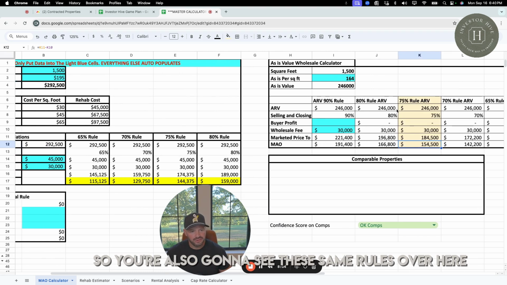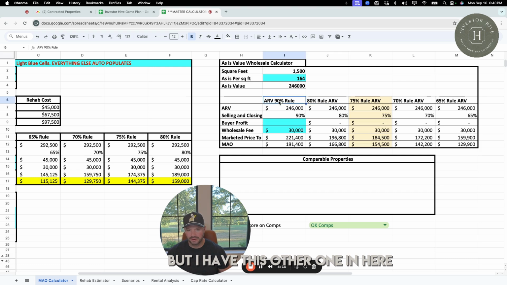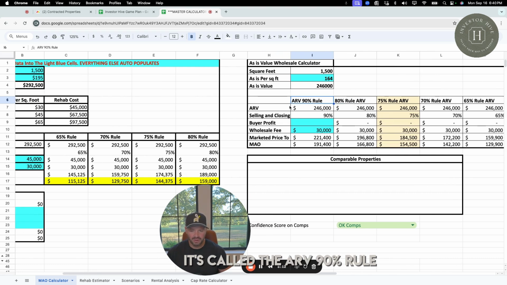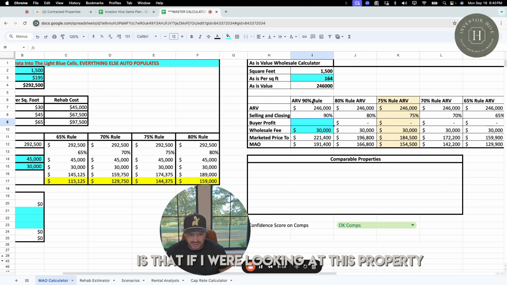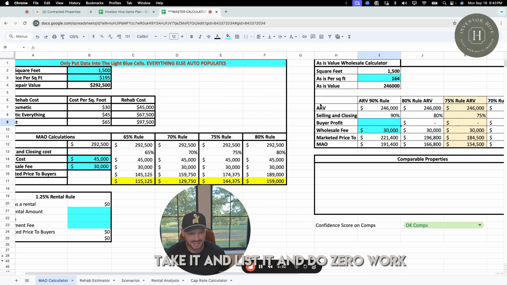So you're also going to see these same rules over here. I've been going backwards for whatever reason. But I have this other one in here. It's called the ARV 90% rule. The team doesn't use that much, but just so you know what that is, if I were looking at this property and I were to be like, hey, for me to just buy this property, take it and list it and do zero work, I'm going to want to make 25 grand.